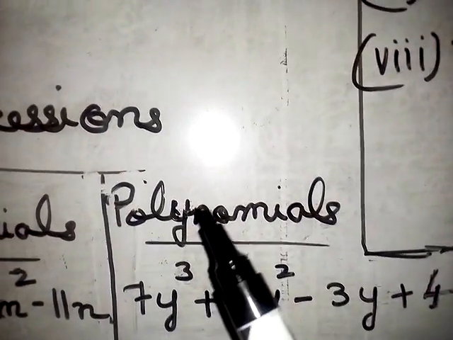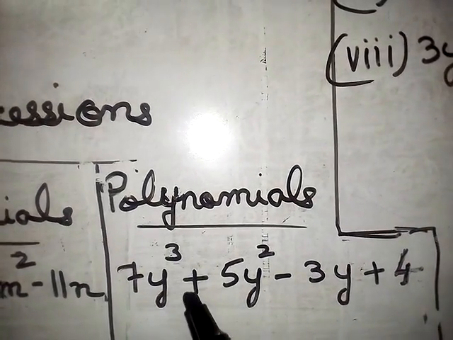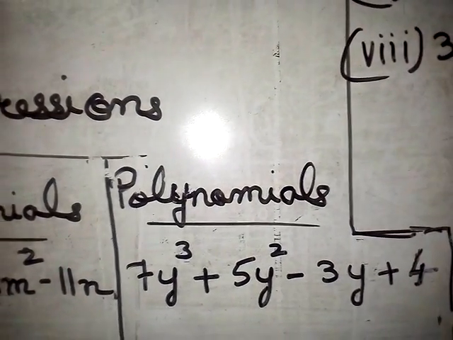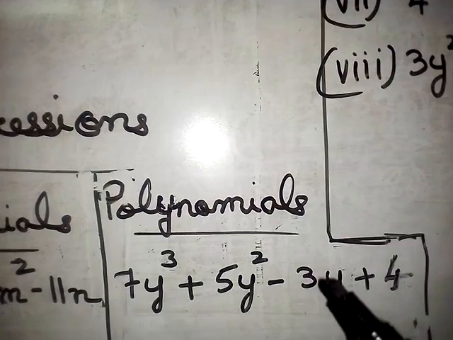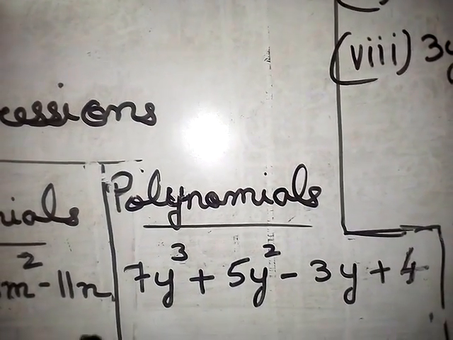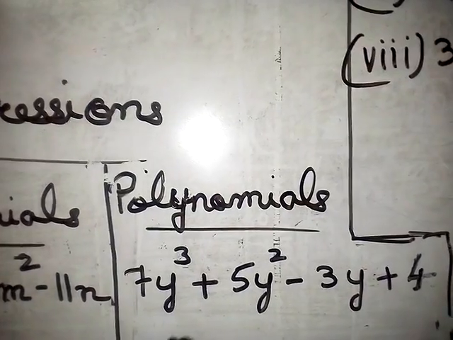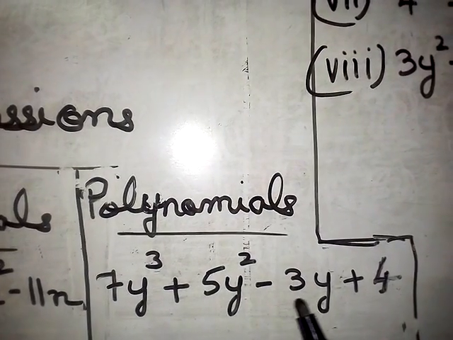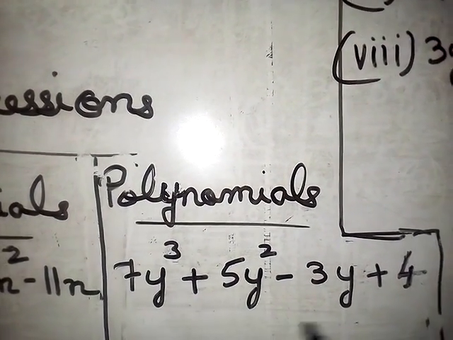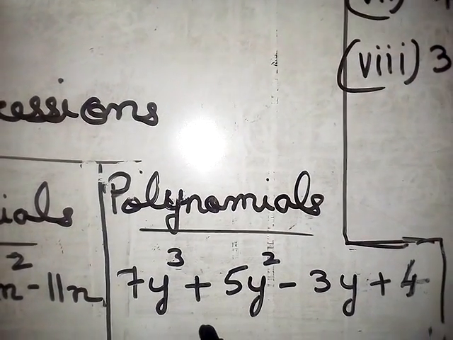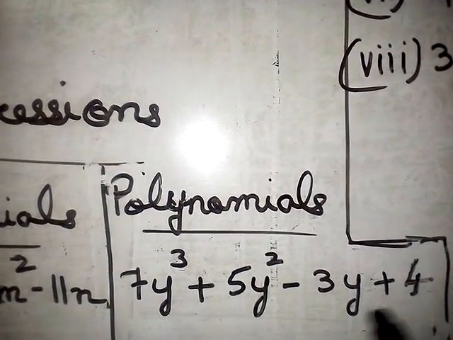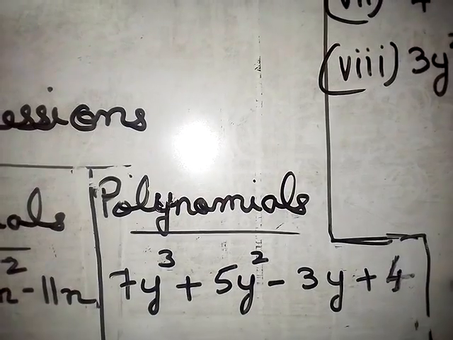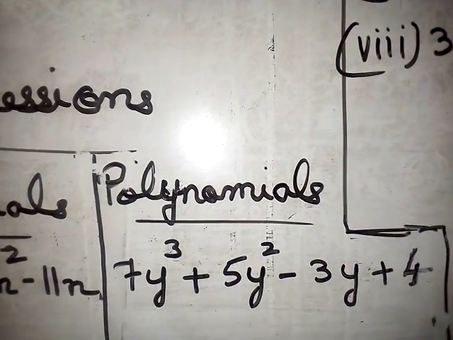Last one is polynomials. An expression having more than 3 terms is called a polynomial. It may be 5 terms, 6 terms, 7 terms. It should be more than 3 terms. Here you have 4 terms: 7y cube plus 5y square minus 3y plus 4. That is also a polynomial. If you have an expression with 5, 6 or 7 terms, that is also a polynomial.